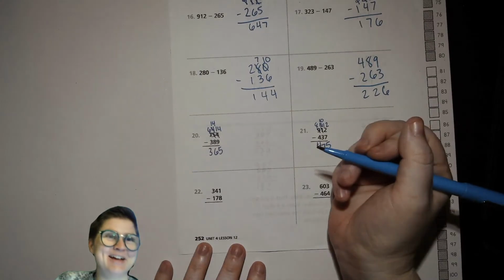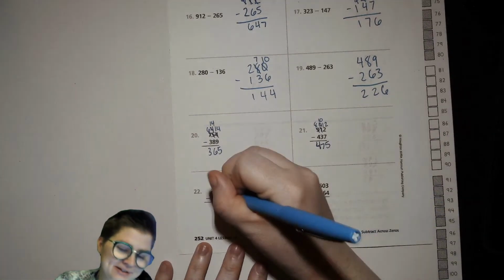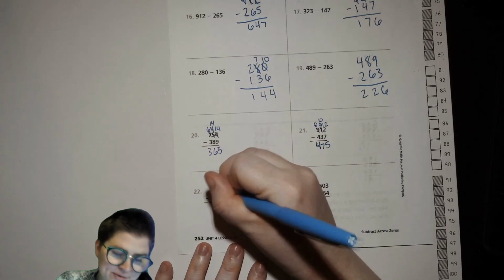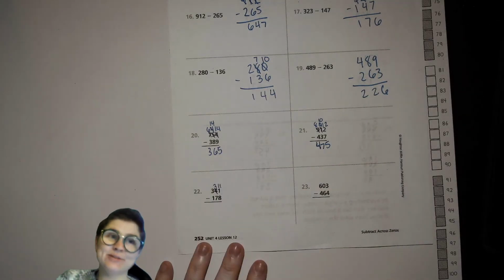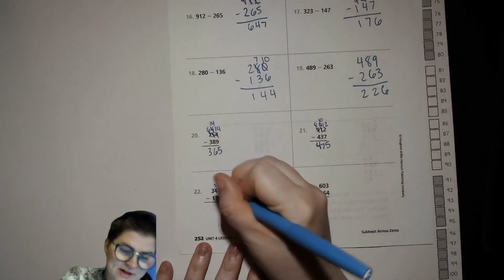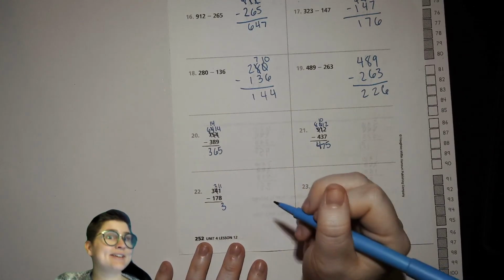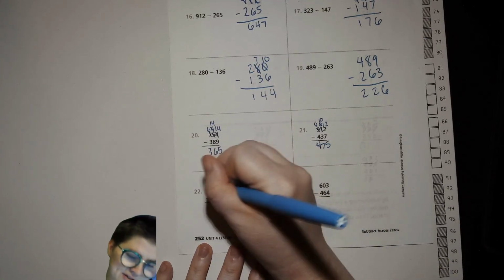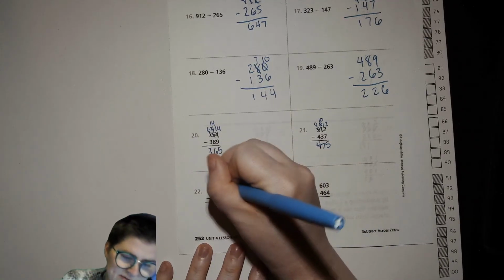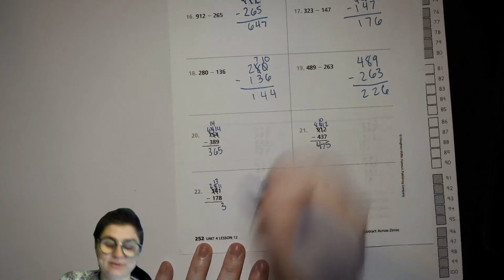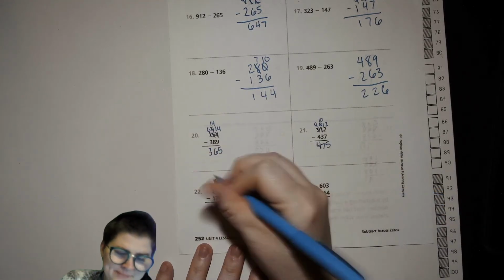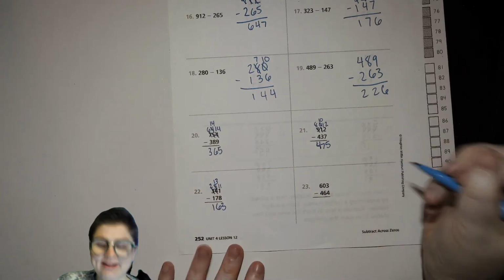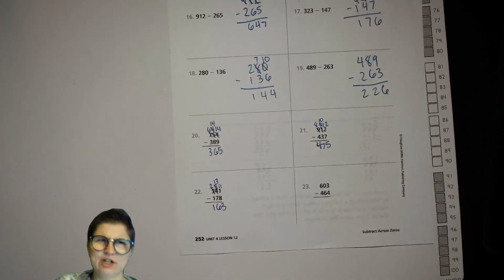1 take away 8. Not gonna work, so we have to ungroup. So now we have 11 because we left 3 of those 10s over there. 11 take away 8 is 3. 3 take away 7 is what? Not gonna work, so we have to ungroup. We leave 200s. Now we have 13 take away 7, which is 6. 2 take away 1 is 1. Okay, last one. Give it a shot.